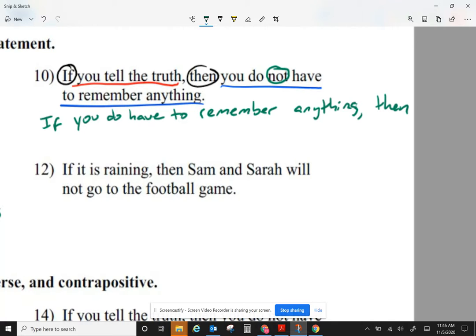Then my original hypothesis says you tell the truth. I'm going to negate that. Now I don't see the word not, so I cannot just erase the not. So I see you tell the truth. I'm going to negate that, so I'm going to say you do not tell the truth. So if you do have to remember anything, then you do not tell the truth.